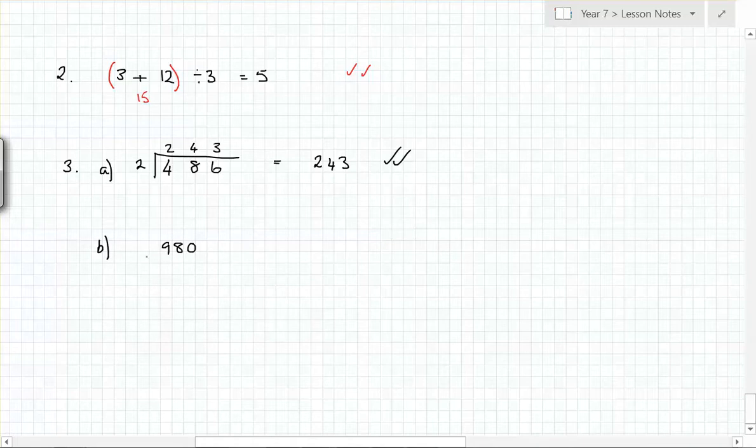B, 980 divided by 4. So again, there's 2 ways to do this. I could do 980 divided by 2, then divide by 2 again. So 980 divided by 2 is 490. 490 divided by 2 is 245. So that's 1 answer.